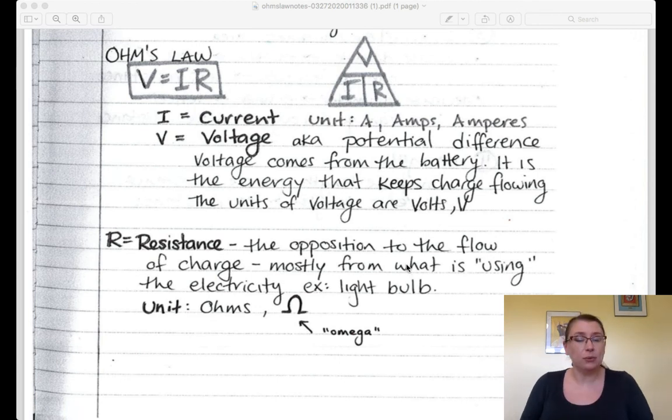The unit of resistance is named after this guy, Ohm. It's called ohms. But if we put an O there, it would look like a 0. So 1 ohm would look like 10, and that wouldn't make any sense. So we use this upside down U.